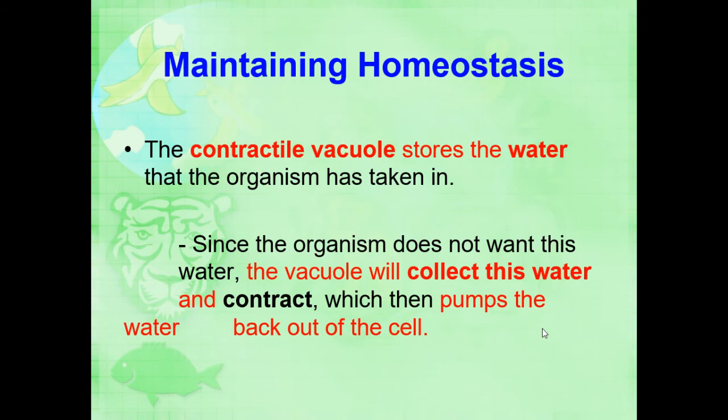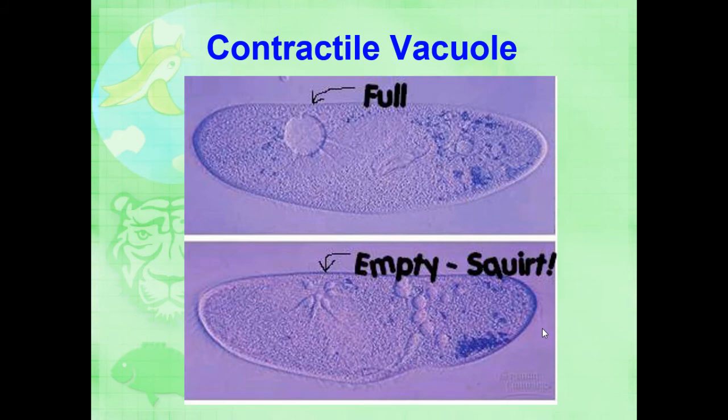Now, since the organism doesn't want this water because eventually it could go through cytolysis, the contractile vacuole is going to collect it and then pump it back out of the cell. So here we have an amoeba, and this little spot in here is its contractile vacuole, and it's a pretty large contractile vacuole. It looks like it's about to pop, so it's pretty full. That contractile vacuole is going to squeeze down on itself, and it's going to squirt all that water back out of the cell, and it's going to empty itself back out. And this contractile vacuole, there's a few inside of each one of these cells, and it continuously works.